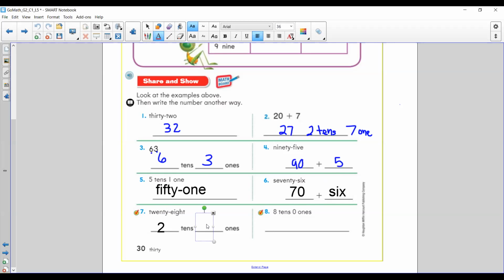What is it? 8. Okay, in our next problem, we have 8 tens and 0 ones. So what is the value of 8 tens? 10, 20, 30, 40, 50, 60, 70, 80. So it's 80. And we can write the number 80, or we could put 80 plus 0. But we're going to write 80, because we don't have any ones. So it's just 80.